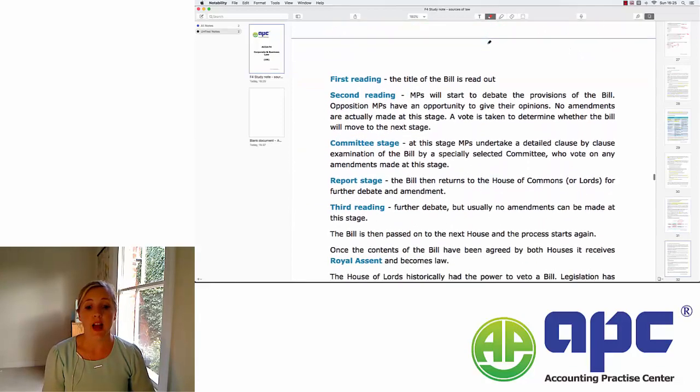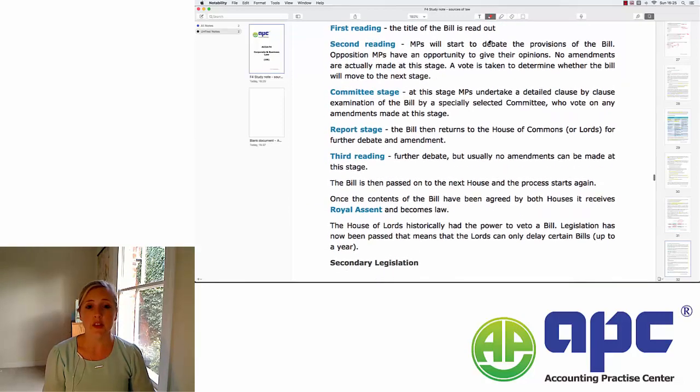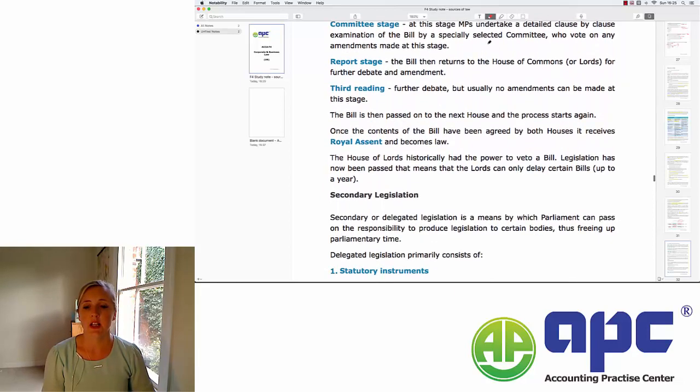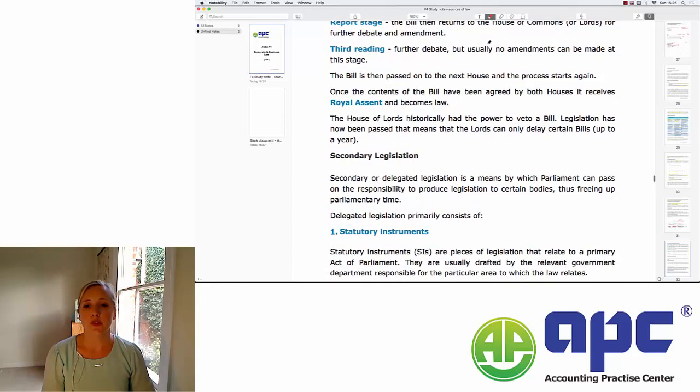But assuming that that happens, once they've agreed all the contents, the bill can go to the Crown, to the monarch, to the Queen, and it gets royal assent. And once it gets royal assent, it becomes law. So that's why the Crown is this third part of Parliament. So that is an Act of Parliament. An Act of Parliament is primary legislation. We're also going to have a quick look now at secondary legislation.